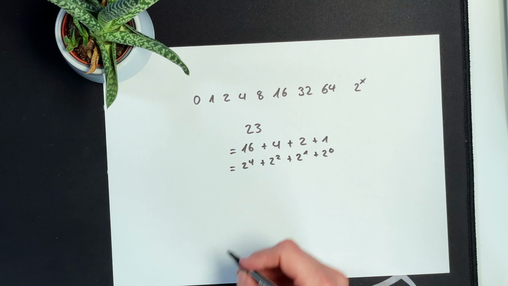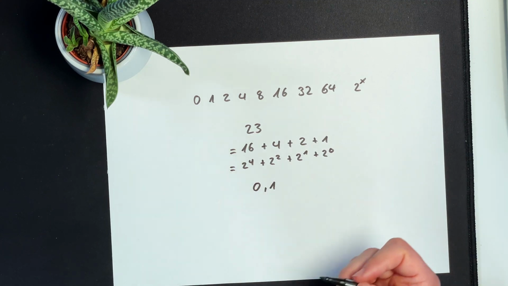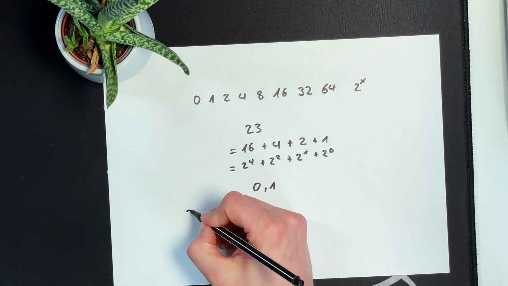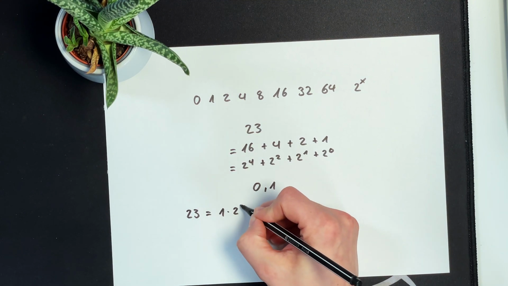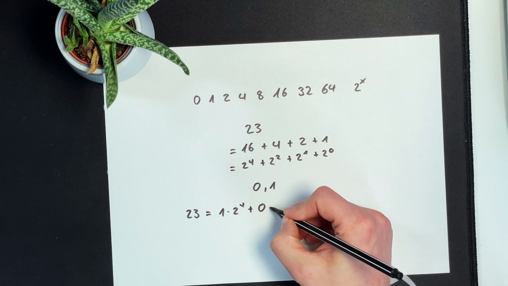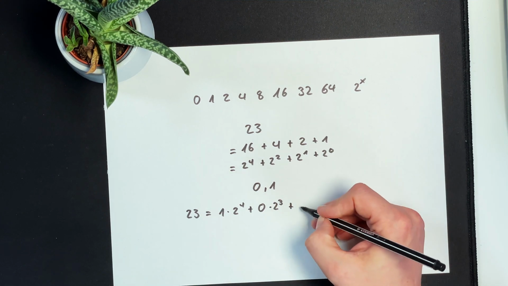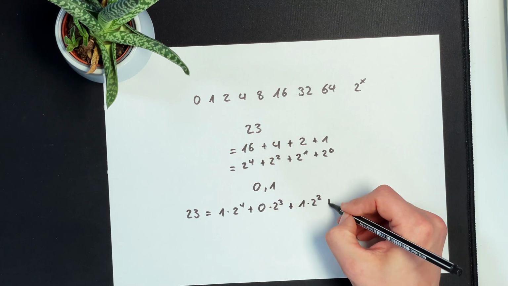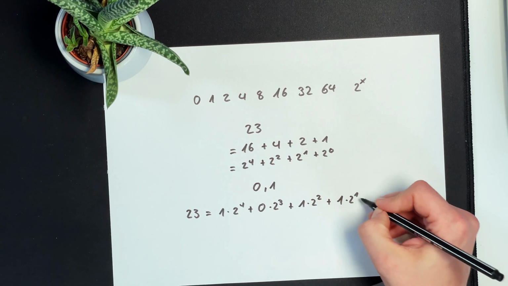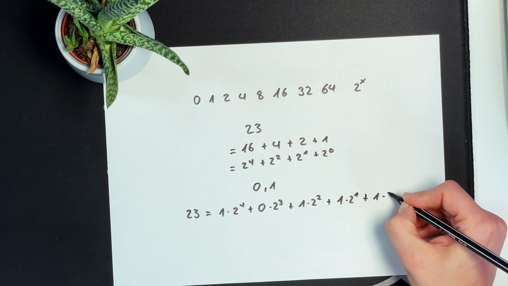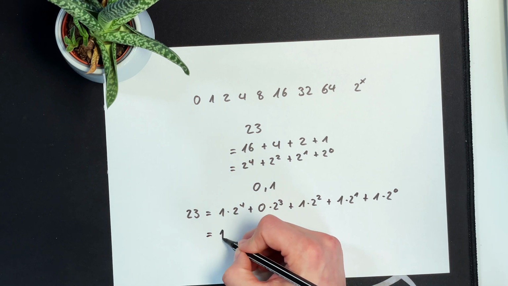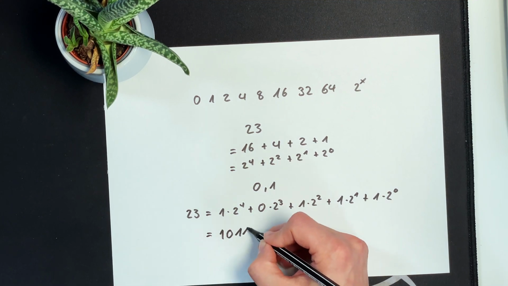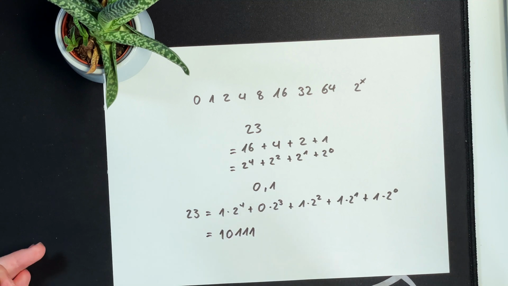But we only got the digits 1 and 0. So how would we represent 23 then? 23 is then 1 times 2 to the power of 4 plus 0 times 2 to the power of 3 plus 1 times 2 to the power of 2 plus 1 times 2 to the power of 1 plus 1 times 2 to the power of 0. And when we only take the digits and write them down, we get 1, 0, 1, 1, 1. And this is the binary representation of the decimal number 23.